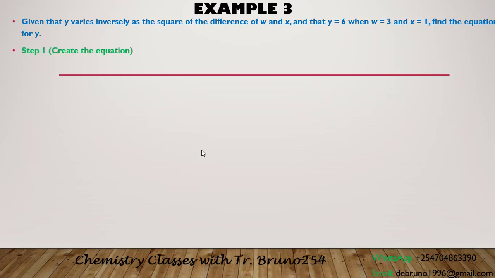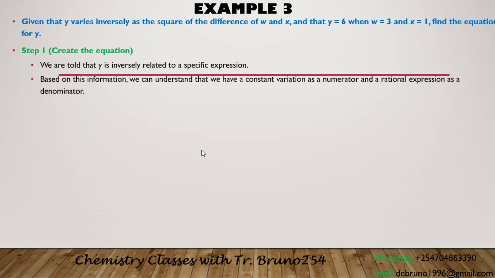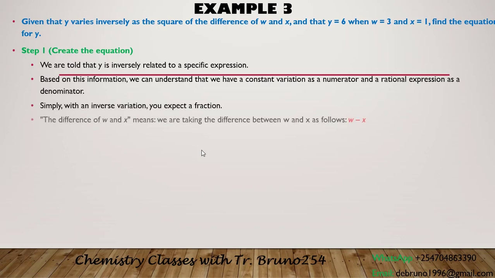So step 1 is creating the equation. And how do we create that equation? Based on this information, we understand that we have a constant as the numerator and a rational expression as the denominator. So that simply means that we start by rereading the question. Given that y varies inversely as the square of the difference of w and x. Now, there's something you should have noted there. We have a difference of w and x. Why can't we start from there? So you write w minus x.